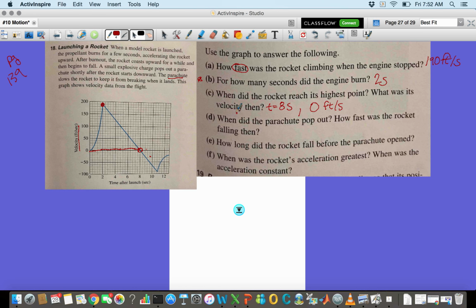So in part D, when did the parachute pop out? How fast is the rocket falling then? We're moving up, and then we turn around and start moving down. At this moment we're moving down, and we're still moving down here because we're below the axis, but something causes the rocket to slow down. The speed of its downward fall slows. So at this moment in time, the parachute pops out, at about t equals 11 seconds, approximately.